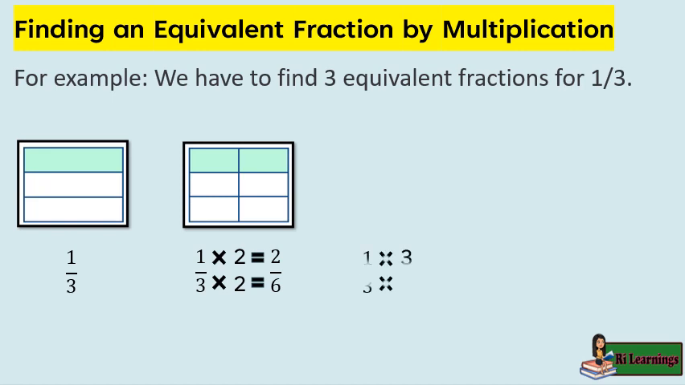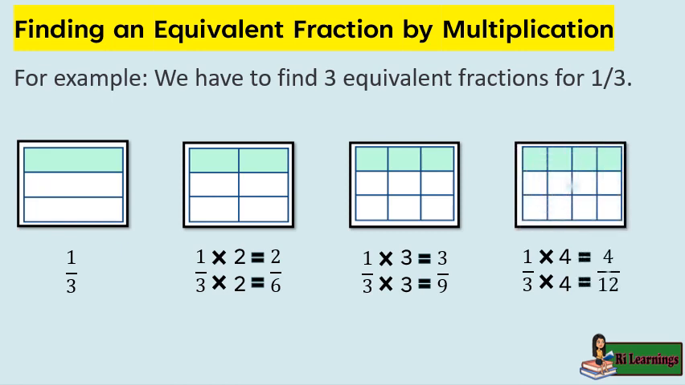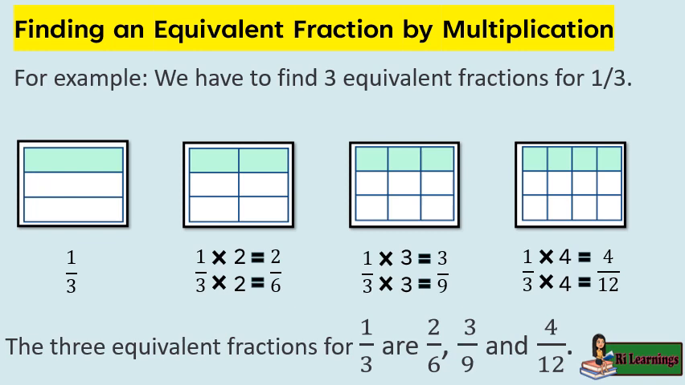Now let's multiply the numerator and the denominator by 3 in order to get an equivalent fraction. We got 3/9. 3/9 is an equivalent fraction of 1/3. Now let's multiply the numerator and the denominator by 4. We got 4/12. 4/12 is an equivalent fraction of 1/3. The 3 equivalent fractions for 1/3 are 2/6, 3/9 and 4/12.